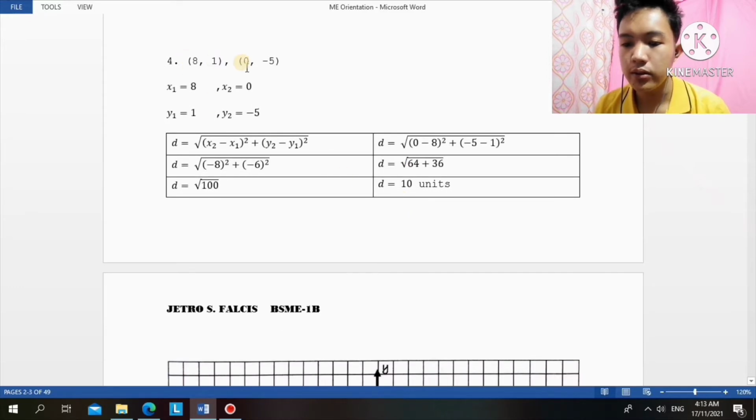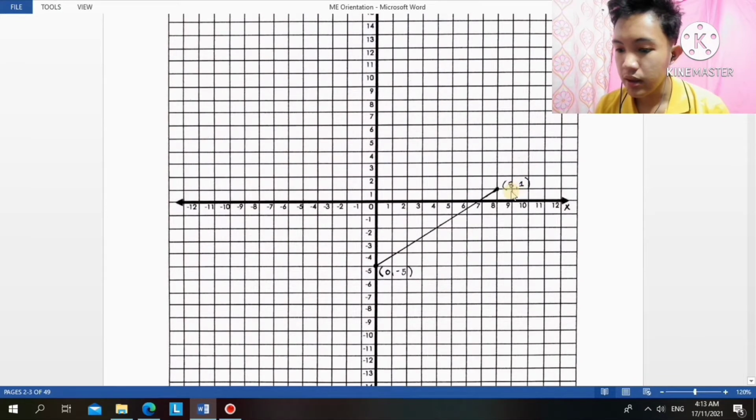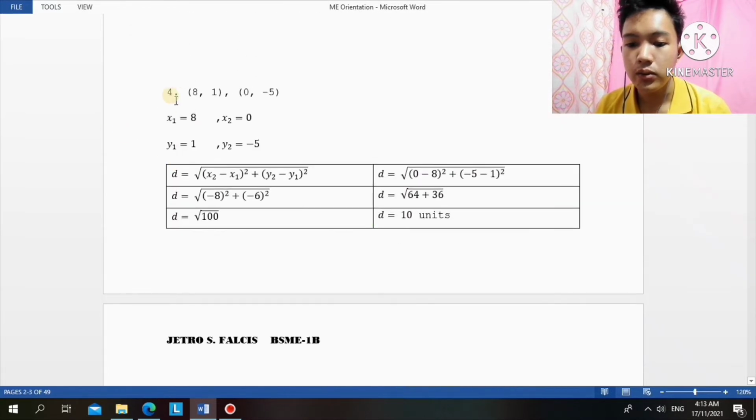(8, 1) and (0, -5). So, this is our graph. (8, 1) and (0, -5). So, let's solve the distance between these. Our x sub 1 is equal to 8, y sub 1 is 1, x sub 2 is equal to 0, and y sub 2 is equal to -5. Our equation will be d equals the square root of (0 minus 8) raised to 2 plus (-5 minus 1) raised to 2.